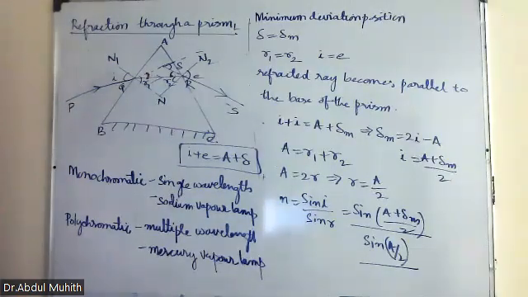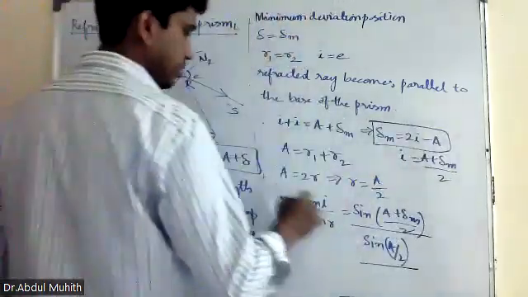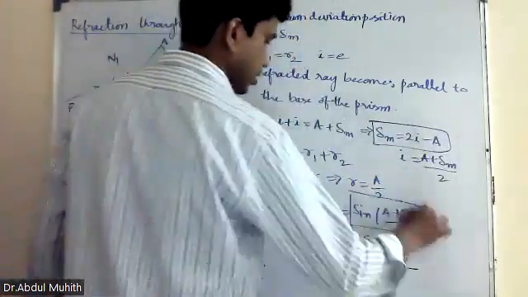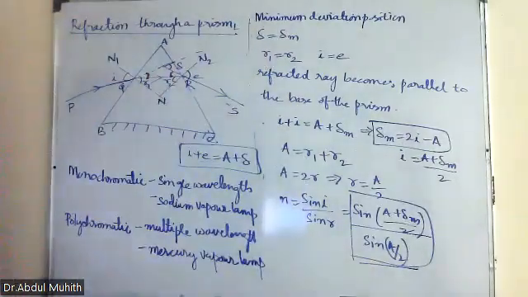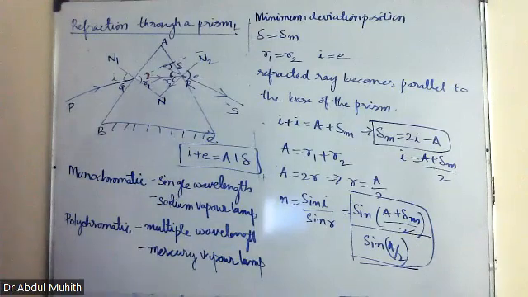So, we came across how many formulas? This is the first formula. This one is the second formula. And this one is the third formula. Sin of (A plus dm) by 2 divided by sin A by 2. This formula is the third one. Now we'll solve a numerical based on this. Then we'll quickly move to the next concept. And before going to the next concept, let me draw the diagram also. There's one more here. We have to discuss that also.